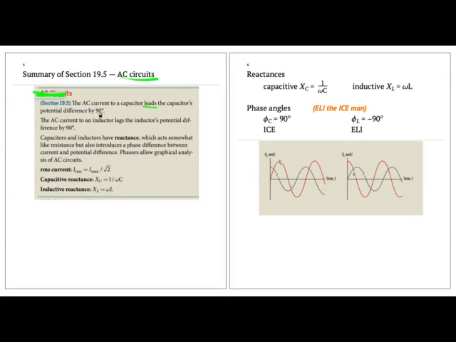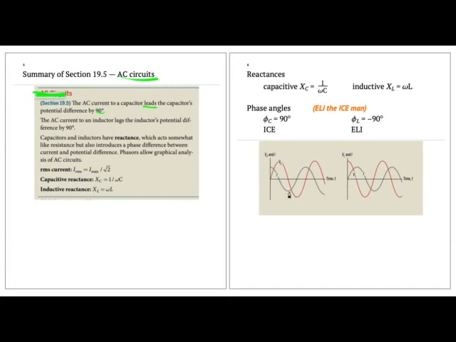Now, we say this is a 90-degree phase difference. In this case, it means that when the voltage is maximum, the current is 0. The current is 90 degrees ahead of, leading, the voltage. In other words, the difference between the voltage and the current is 90 degrees, or pi over 2 radians, because the maximum of the voltage coincides with the 0 of the current.